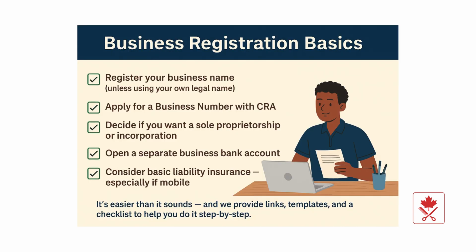Business registration basics. Want to run your own show? You'll need to register your business name, unless using your own legal name, and apply for a business number with CRA. Decide if you want a sole proprietorship or incorporation. Open a separate business bank account. Consider basic liability insurance, especially if mobile. It's easier than it sounds, and we provide links, templates, and a checklist to help you do it step by step.